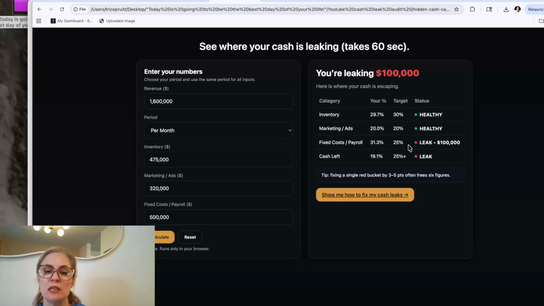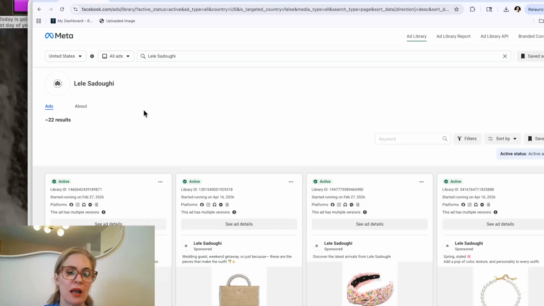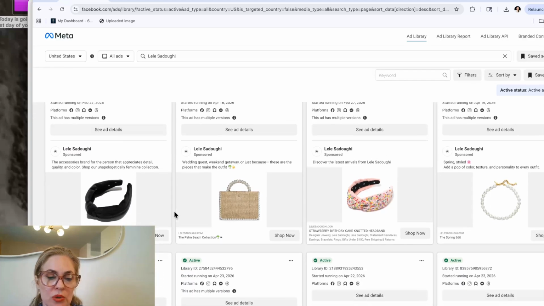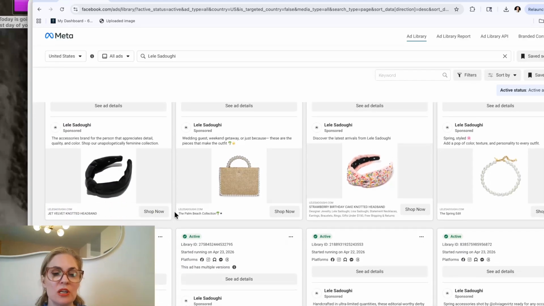Now you can see the leak is coming here from fixed costs, but I really think this is marketing because she has those stores for brand presence. So I go back over and I look at the ads she's running, and I can instantly see the issue. Can you see the issue? She has these beautiful products, this velvet headband, this handbag, this sprinkle headband, these pearls, but they're just images of products.